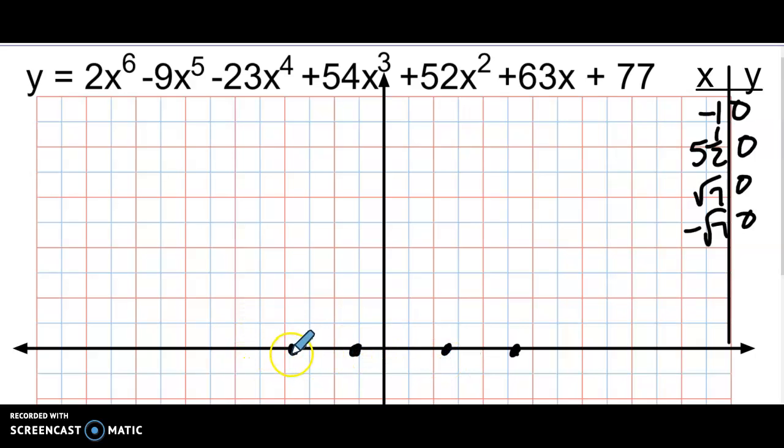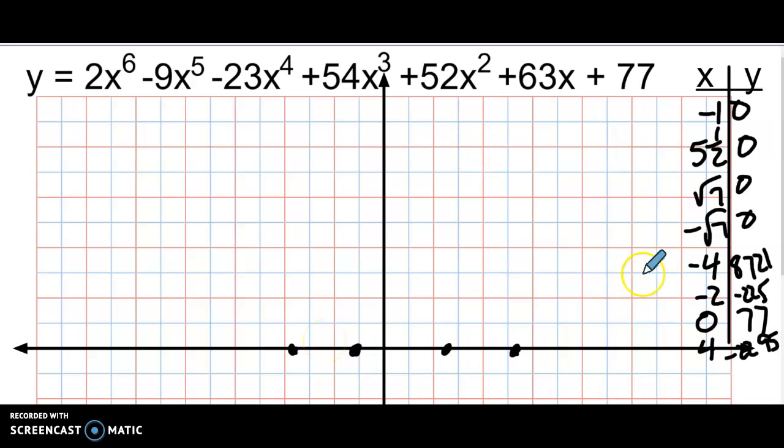So let's plot some things. Something less than negative square root of 7. Maybe we'll do -4. Something between there. Maybe I'll do -2. Something here. Oh, a 0 would be nice to have. Ooh, 0 gives me 77. If I put 0 in here, that's a big number. And then something between here and here. Maybe I'll do 4. Okay, so let's find those y coordinates in our calculator.